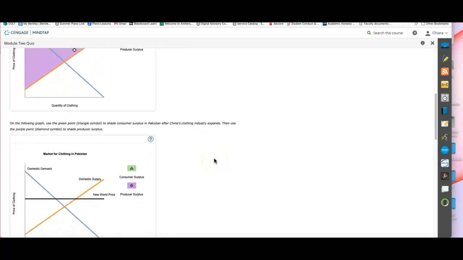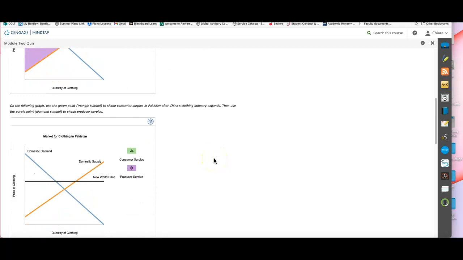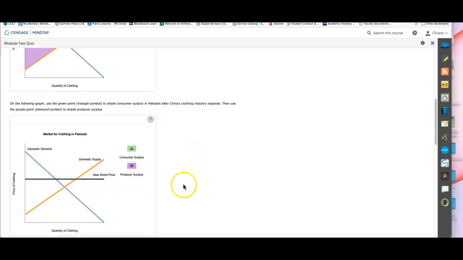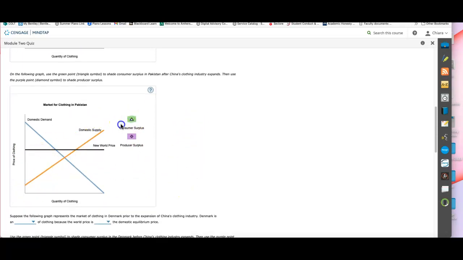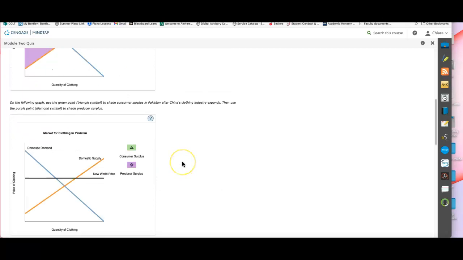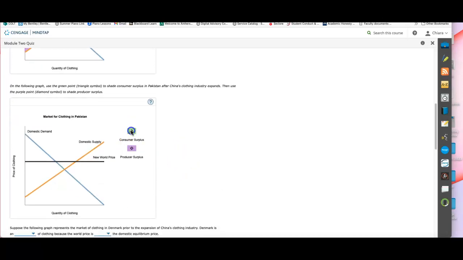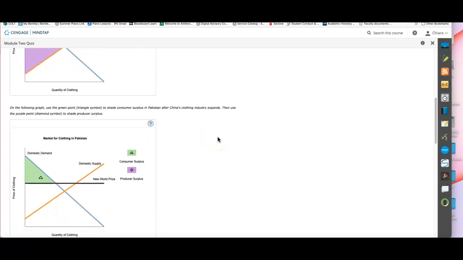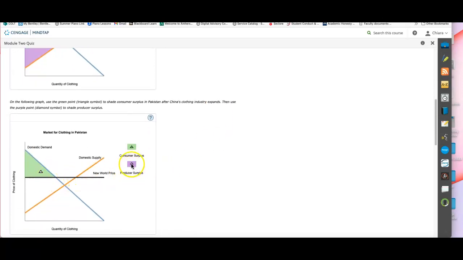Now it says on the following graph, let's use the green points to determine consumer and producer surplus after China's clothing industry expands. So after it expands, the world price has gone down because there's more supply of clothing. And what is happening in Pakistan? Consumer surplus will be a little bigger because they're paying a lower world price. Producer surplus will be a little smaller.